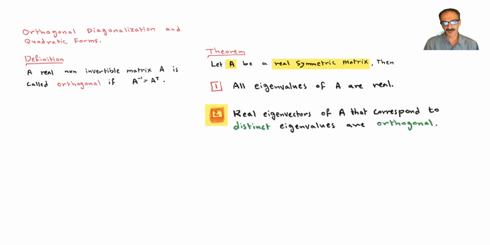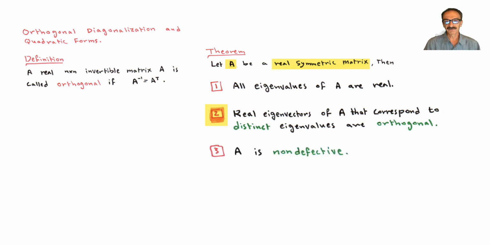Here's number 2, also highlighted. We're going to use it also in this section. Real eigenvectors of A that correspond to distinct eigenvalues are orthogonal. Just keep that in mind. I'm going to refer to it later on. So they already come orthogonal. You don't have to make them or force them to be orthogonal. They're already orthogonal.